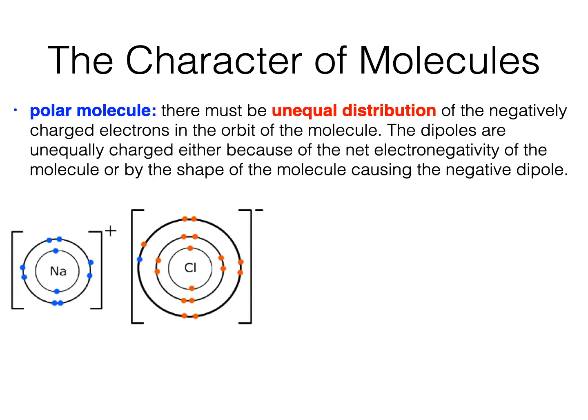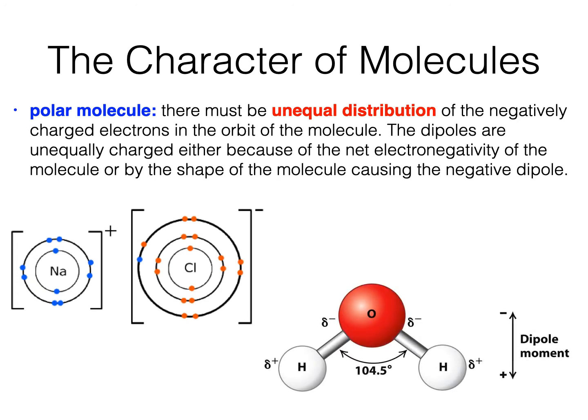Clearly not an even distribution. The sodium has a deficiency of electrons, so it's got a positive charge, and the chlorine, now a chloride ion, has an extra electron, and it is distinctly negative. That would definitely be a polar molecule.